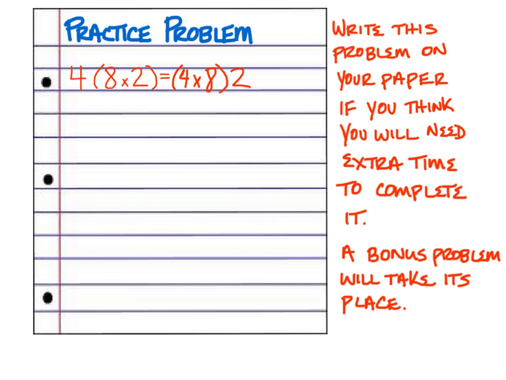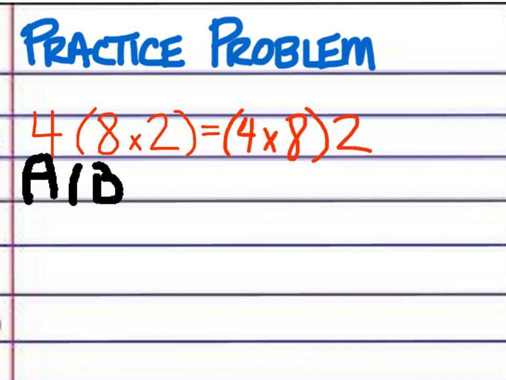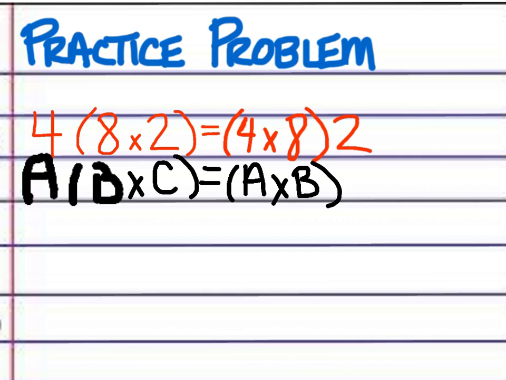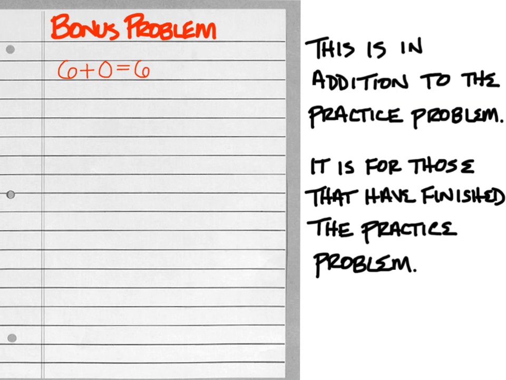Okay, practice problem number 1. Okay, so for the practice problem, if we just plug in letters for these, we get A times B times C is equal to A times B with C on the outside. Okay, and if we want to work this out, we can see why it's true. We have 4 times 16 is equal to 32 times 2. Okay, and that's going to give us 64 is equal to 64.